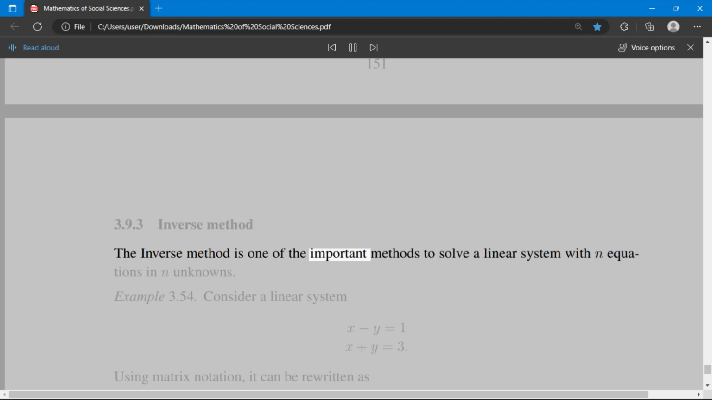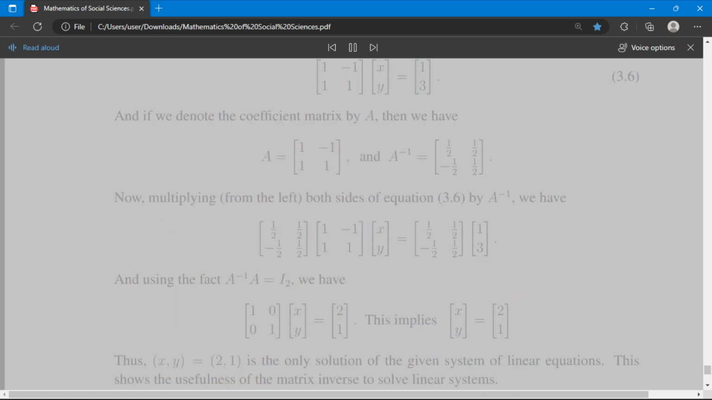3.9.3 Inverse method. The inverse method is one of the important methods to solve a linear system with n equations in n unknowns. Example 3.54. Consider a linear system: x + y = 1, -x + y = 3. Using matrix notation, it can be rewritten as [1 1; -1 1][x; y] = [1; 3].